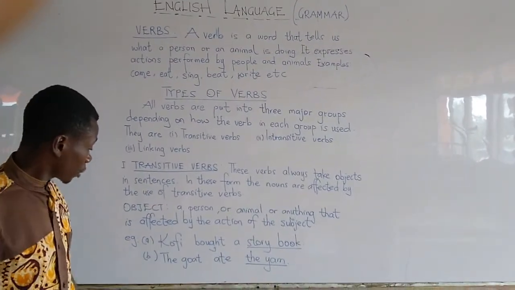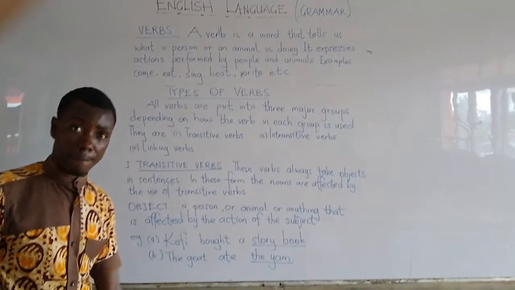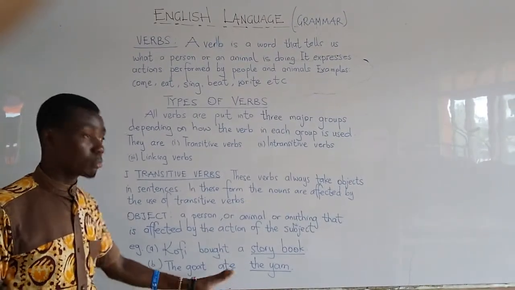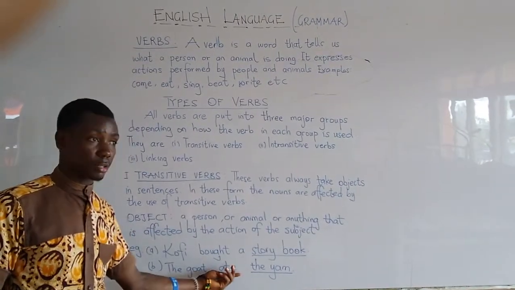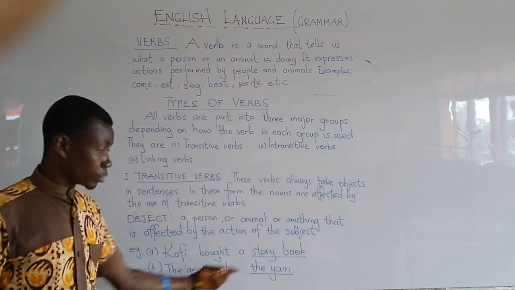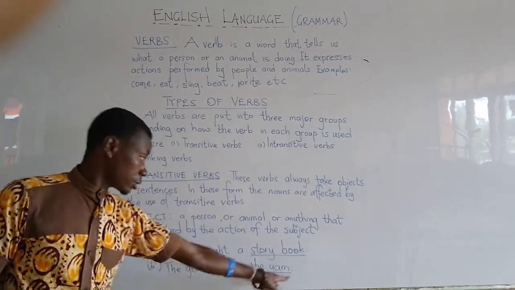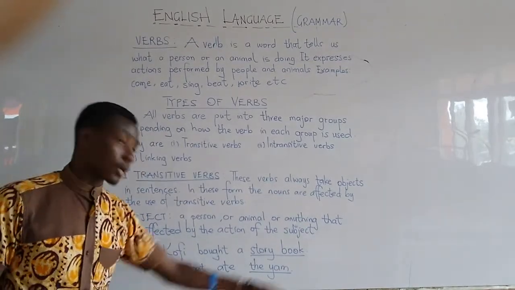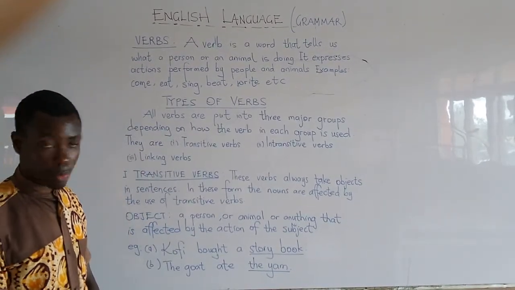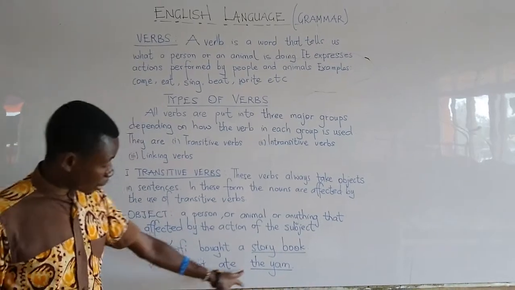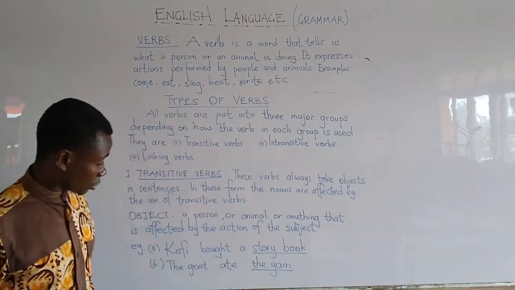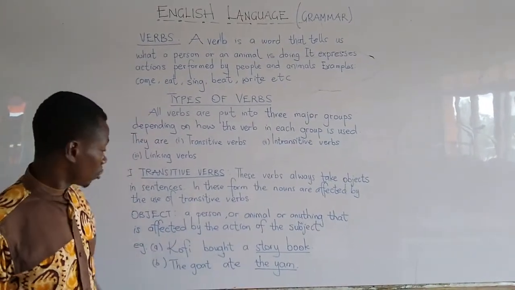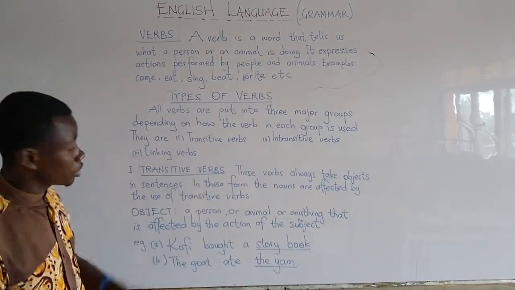Sentence 2b. The goat ate the yam. Ate something. So in this sentence, there is also a receiver, a sufferer of the action, the yam. Therefore, the ate here in the sentence is also classified or taken as a transitive verb.